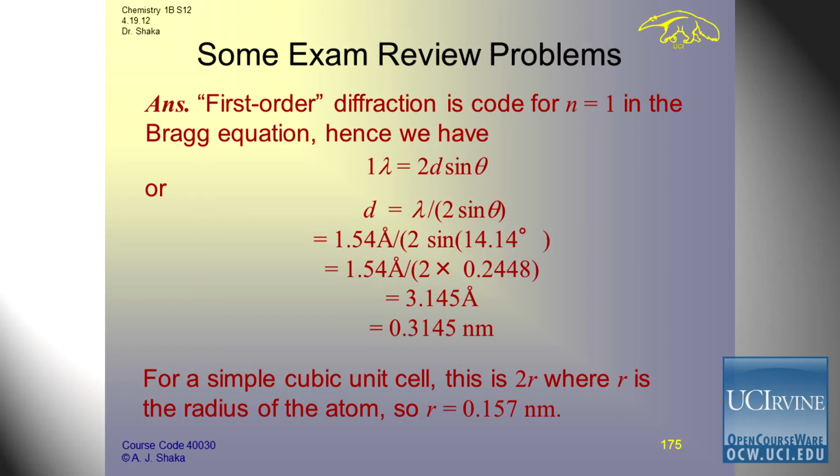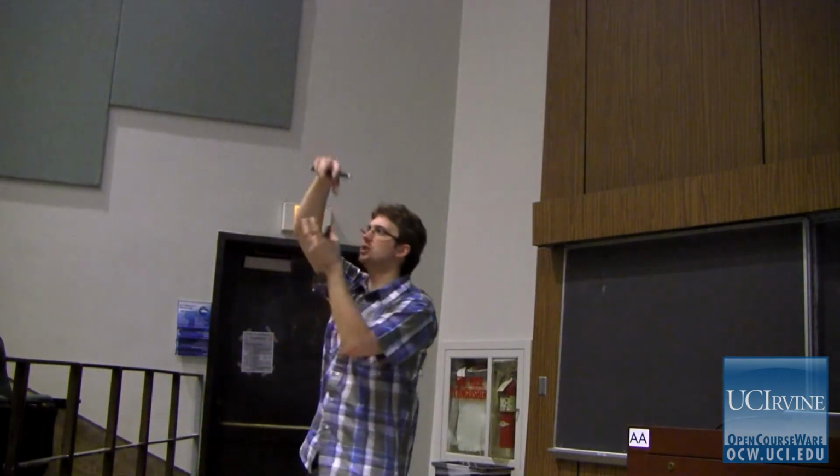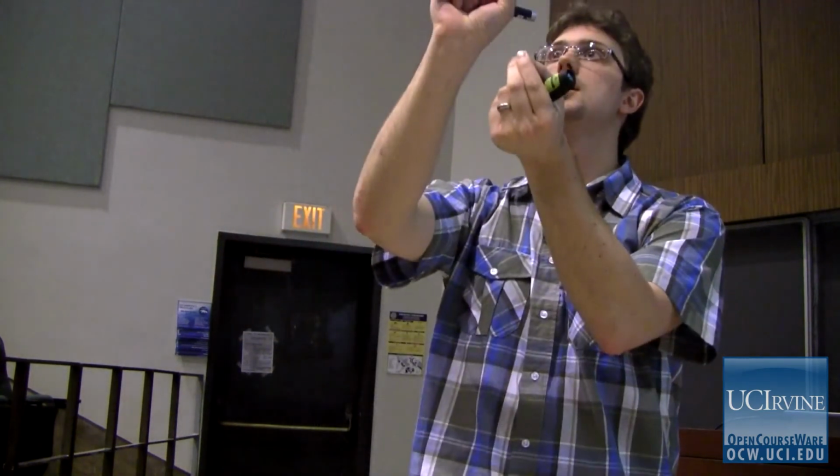So if we solve for d, that's 0.3145 nanometers. And for a simple cubic unit cell, this is 2r. Remember, we were trying to solve for the radius of the atom. If it's a cubic lattice, I have atoms at all the corners of the cubes, and they're touching each other. If I know the distance between the middle points of those 2 atoms, then I know the radius of each atom, because the radius is just half of that: 0.157 nanometers.